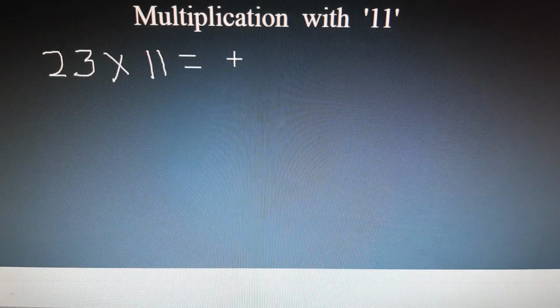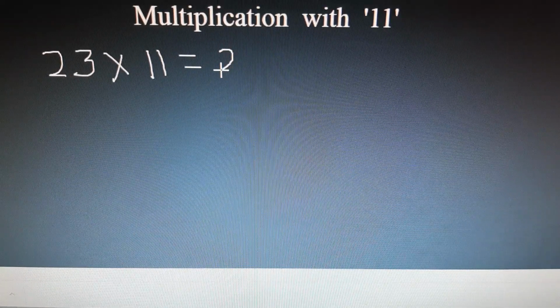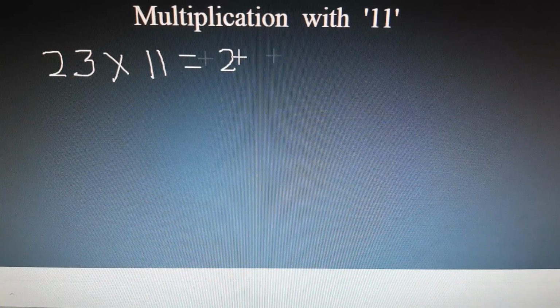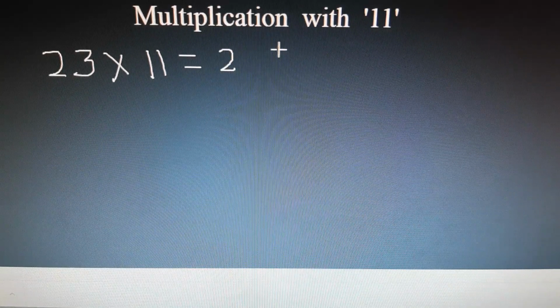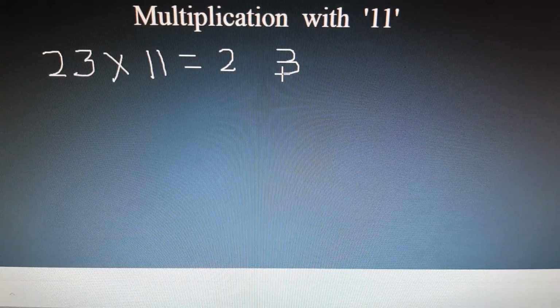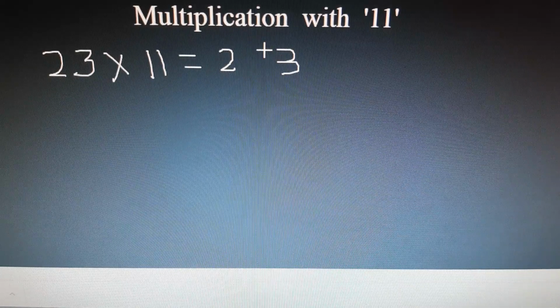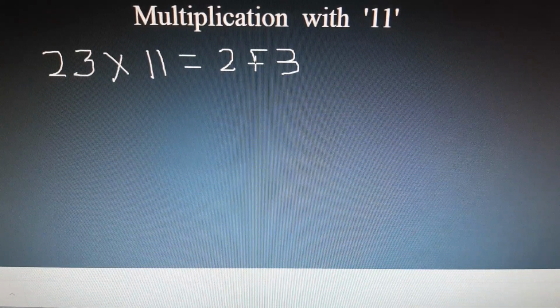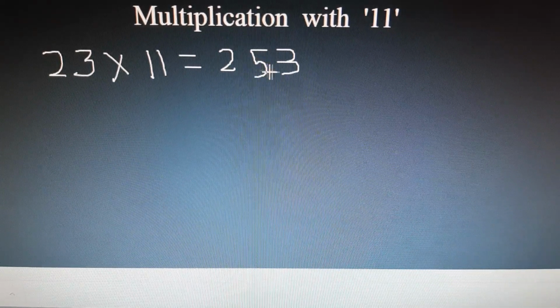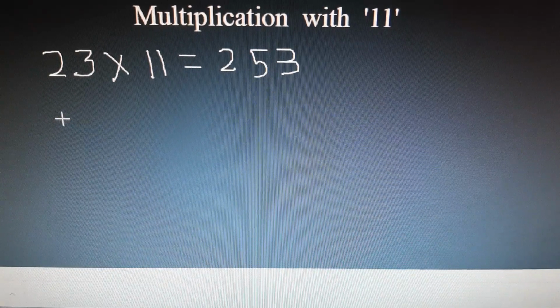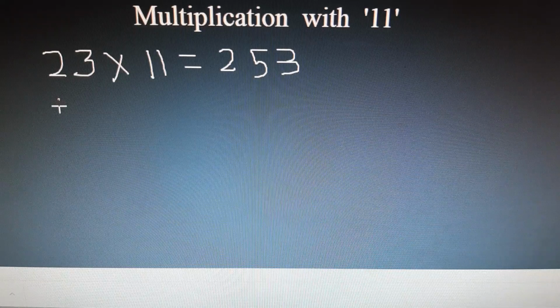First of all, you have to write down the first figure, which is 2. Second step is you have to leave the space and write down the other figure, 3. Right, now you have to add both the figures. 3 plus 2 is 5, so you have to write down 5 here. Understand? You got it? Now we'll go for another example.